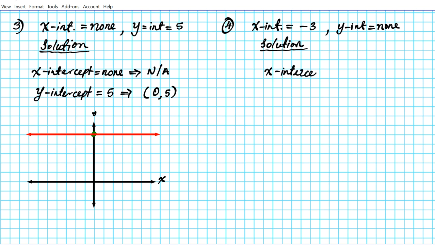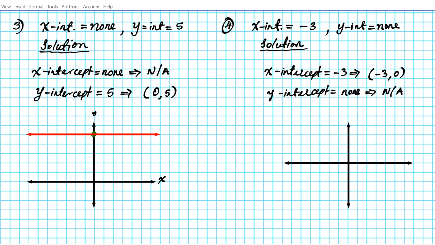Okay, so let's go ahead and write down the coordinates that correspond to this information that we have here. The x-intercept is -3, basically means that it goes through the point -3, 0. If the y-intercept is non-existent, then what point does it go through on the y-axis? None is not applicable here. Alrighty, so can you visualize what this graph is going to look like? Alright, so let's go ahead and firstly graph the intercept we know, which is -3, 0.